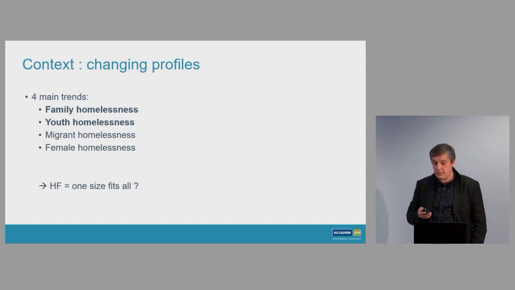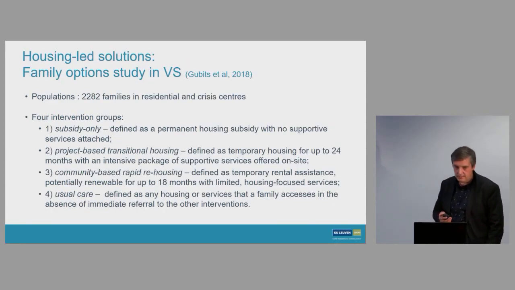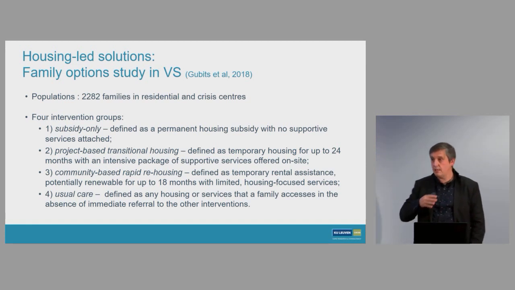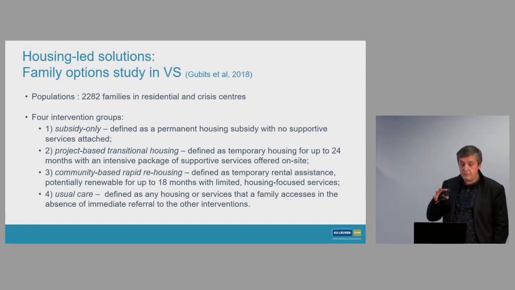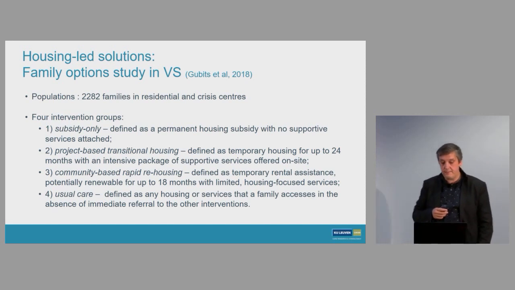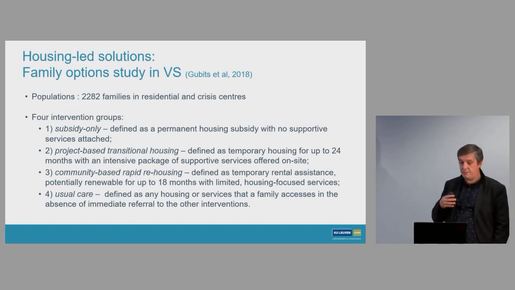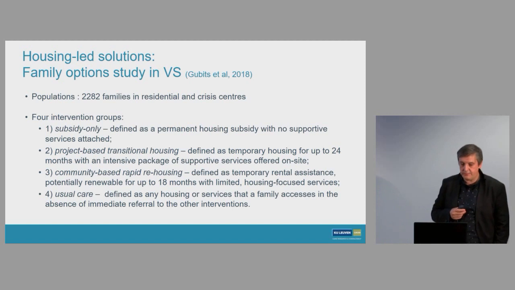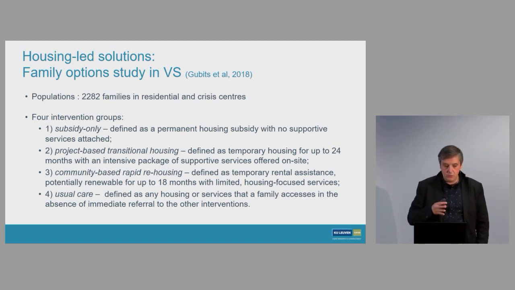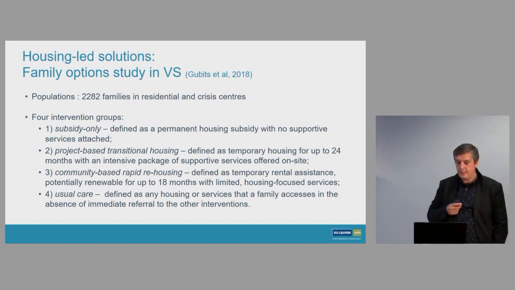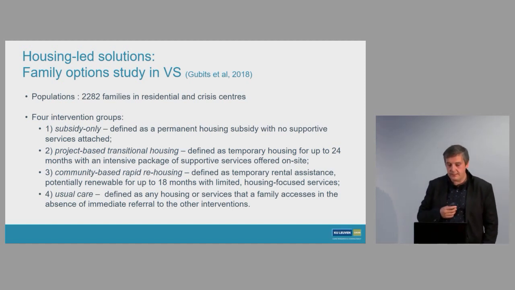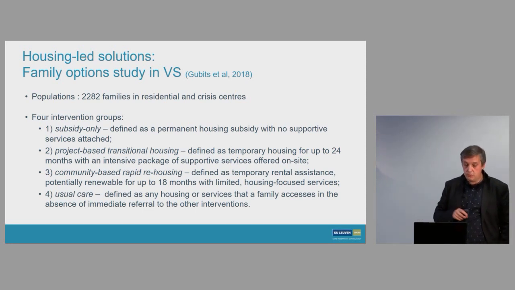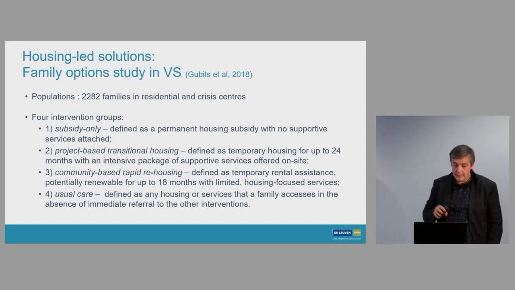And we also see it in an American study. It was published recently. It's another very big study. More than 2,282 families in residential and crisis centers have been followed for 3 years. They split these 2,200 families into 4 groups. One group had a subsidy only. These families received a permanent housing subsidy for 3 years with no services, so a decoupling of services and money. There was a second group, project-based transitional housing.